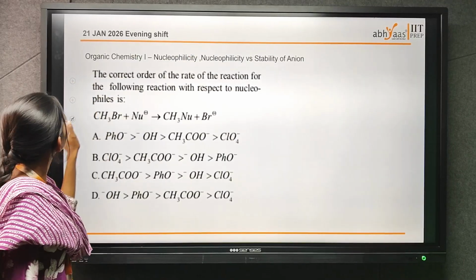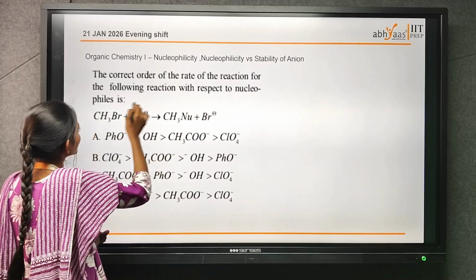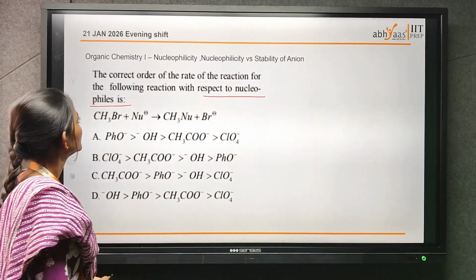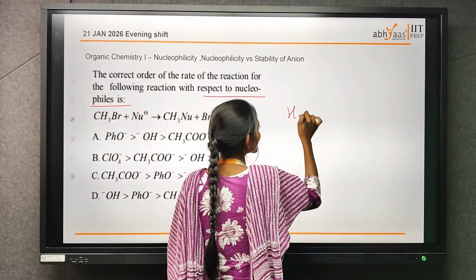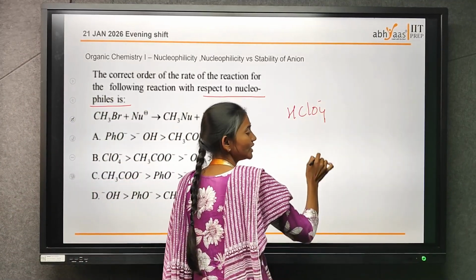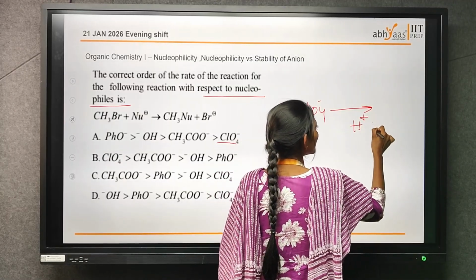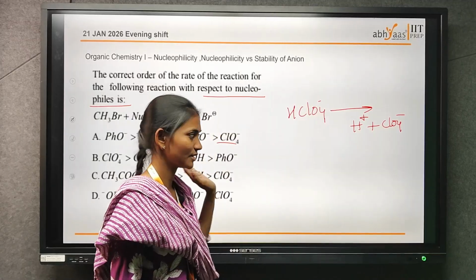Okay. And moving on to the next question: the correct order of rate of the reaction for the following reaction with respect to nucleophile, meaning nucleophilicity order. So, coming to this case, we are having perchlorate. Its conjugate base, HClO4, when you are doing conjugate base, what are you getting? H plus and ClO4 minus, right?